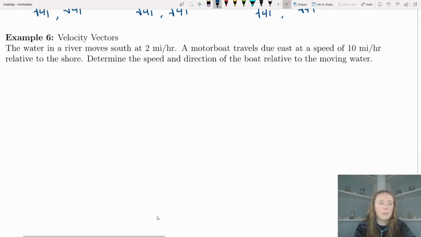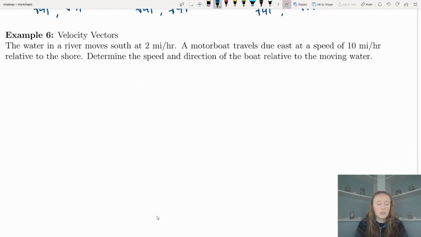So for our last example on this worksheet, we're just going to apply what we learned about vectors. It says that the water in a river moves south at 2 miles per hour, and a motorboat travels due east at a speed of 10 miles per hour relative to the shore.